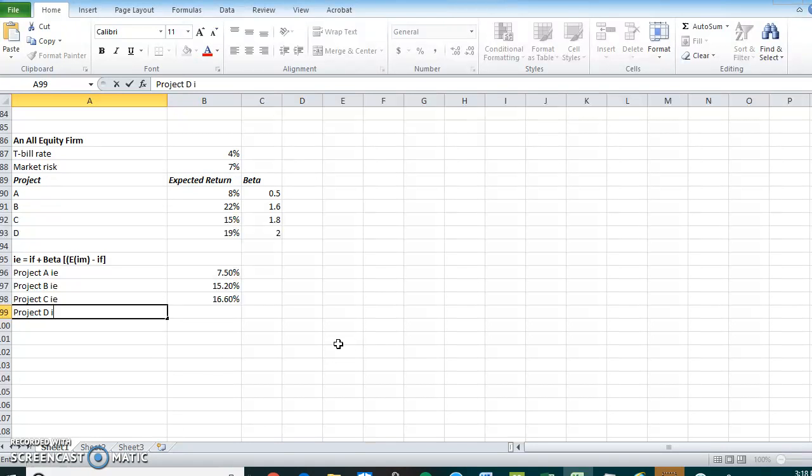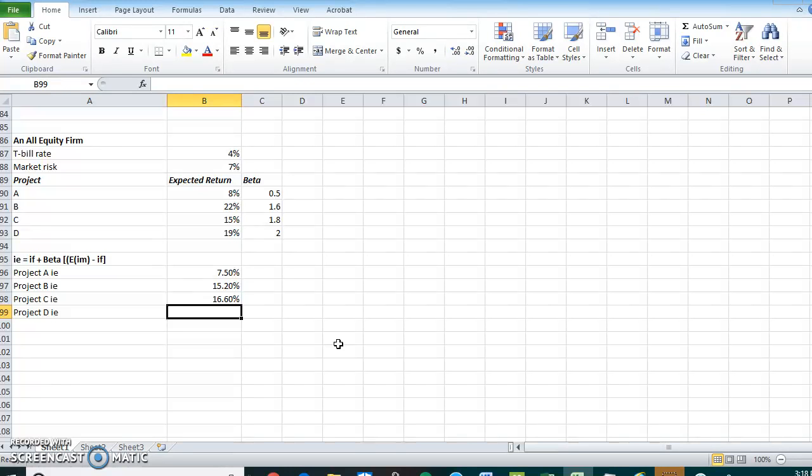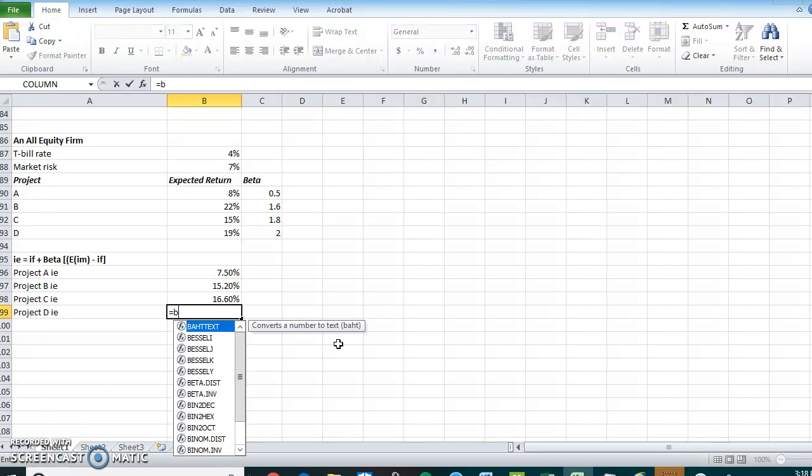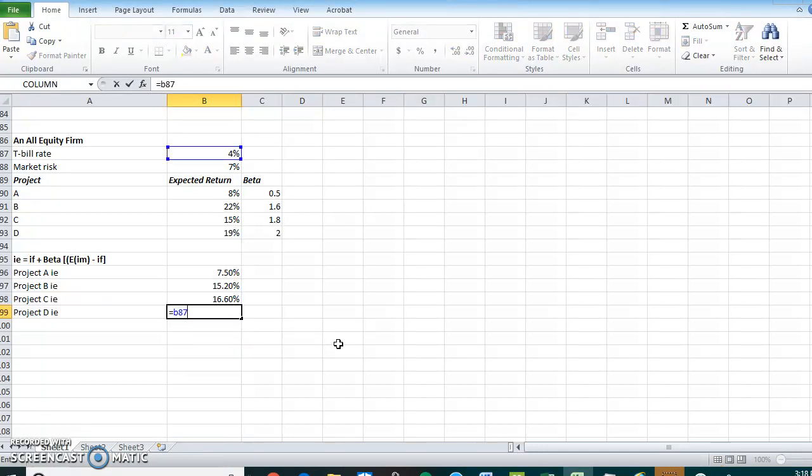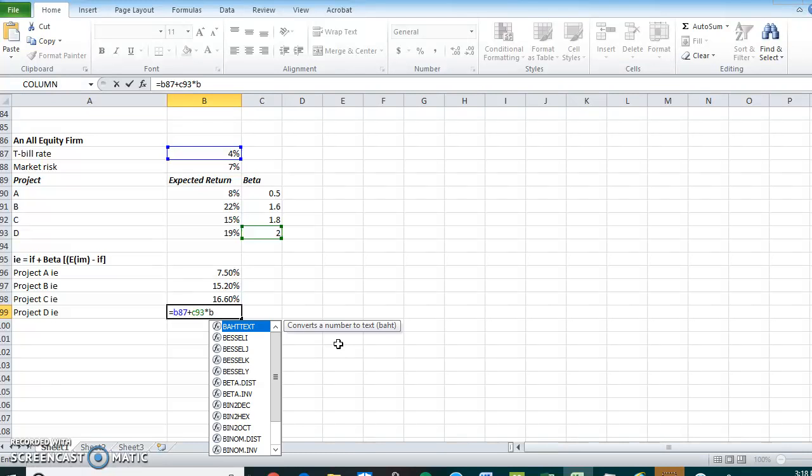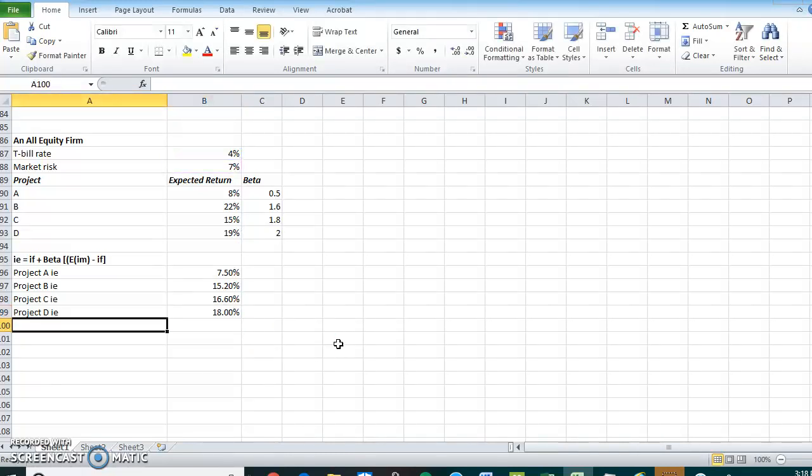Project D. Exact same thing. We're going to take our risk-free rate or our T-bill rate, which we can find at B87. We are going to add the project's beta. This project's beta is 2, which we can find at C93. We're going to multiply it by the market risk, which we can find at B88. Hit enter, and we've got 18%.